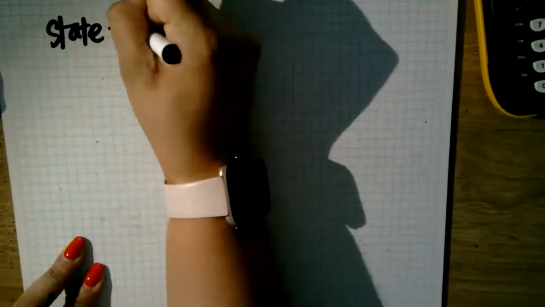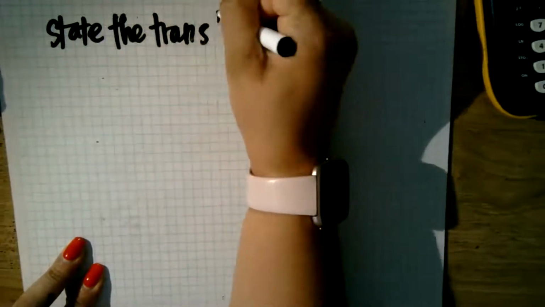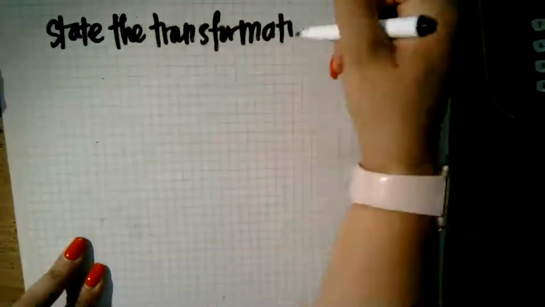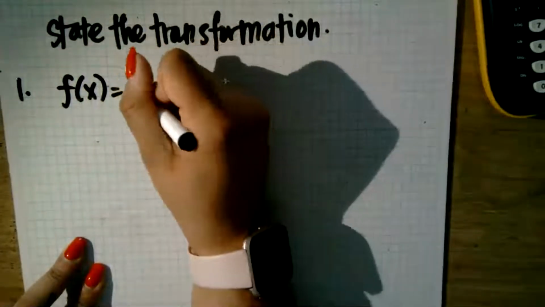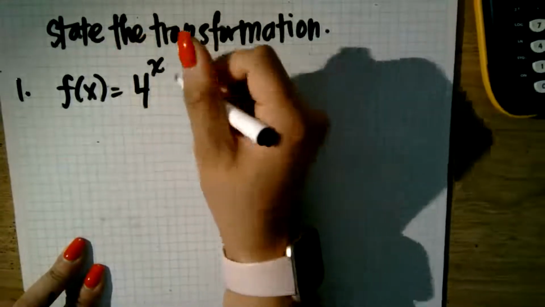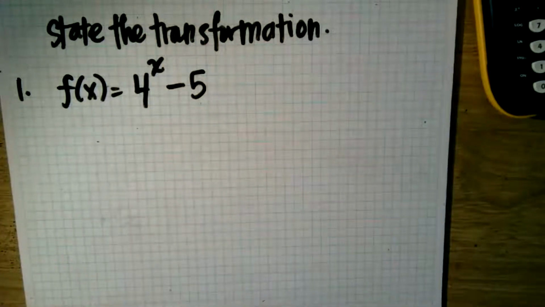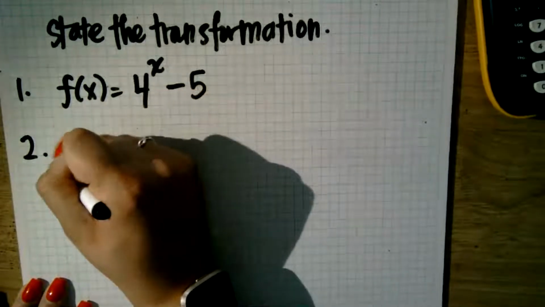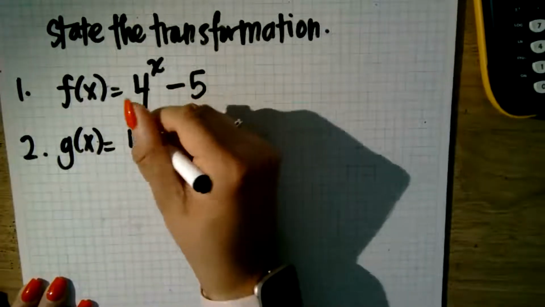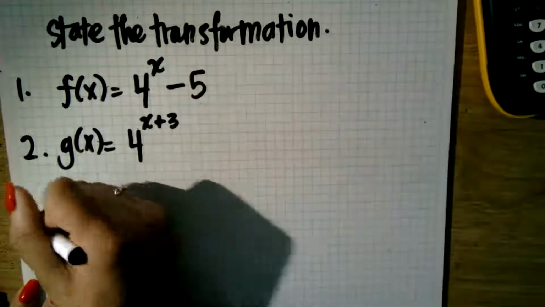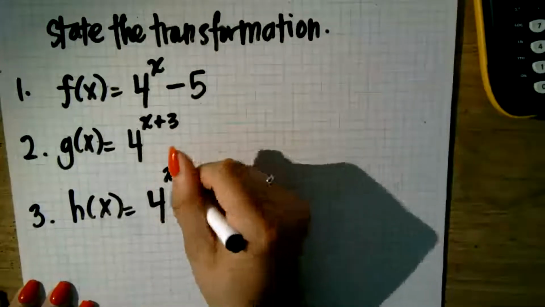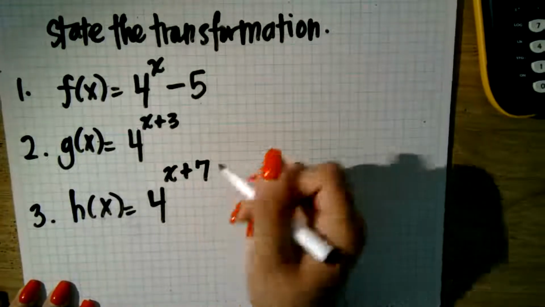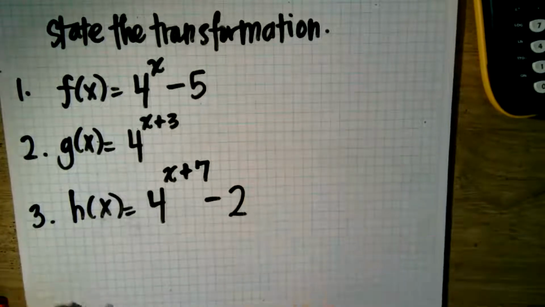State the transformation. So far, the transformations that we know how to do are translations that are vertical and horizontal, and maybe both, okay? So let's do number 1. Let's say I have f of x equals 4 to the x minus 5, okay? And then g of x is equal to 4 to the x plus 3, and h of x equals 4 to the x plus 7 minus 2.